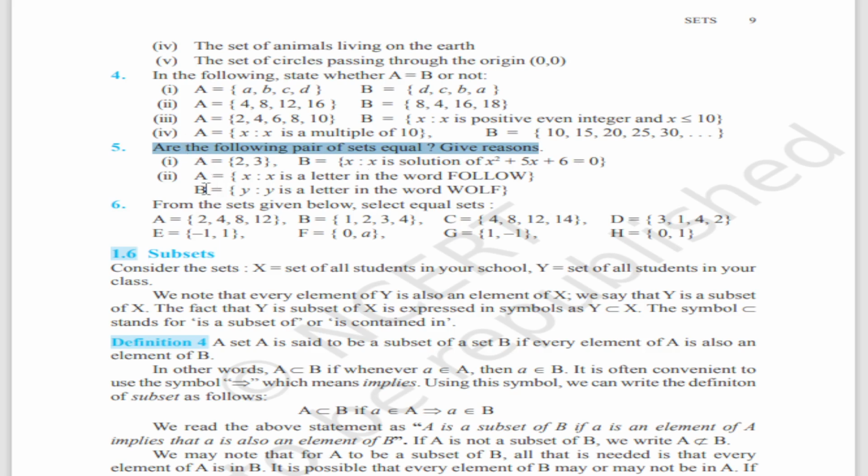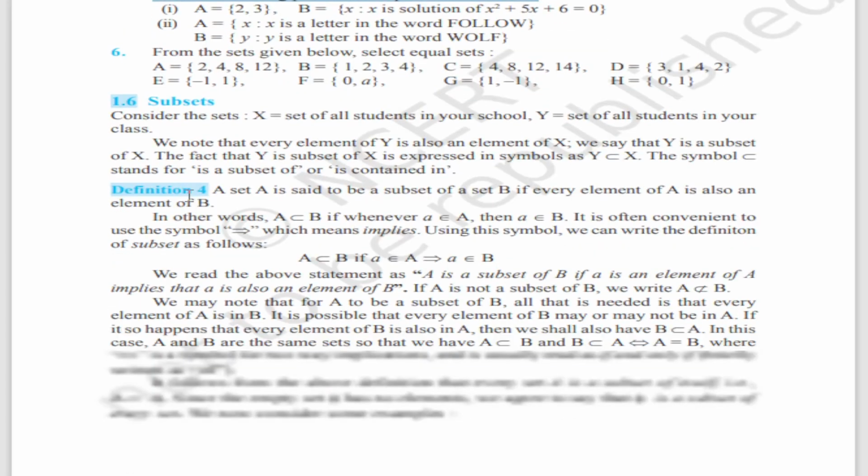For example, if A is, x is a letter in the word wolf, how many letters are there inside this? W, O, L and F. 4 letters are there, right? So the set, if I write it in roster form, is {W, O, L, F}. And again, B is saying y is a letter in the word wolf, that is exactly the same, so A is equal to B, right? In this case, A is equal to B.